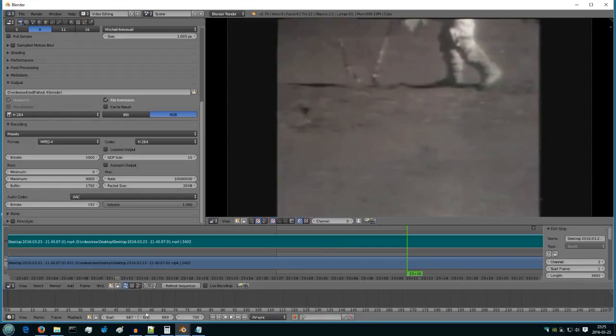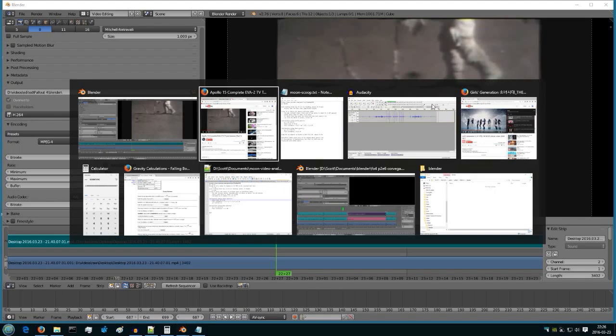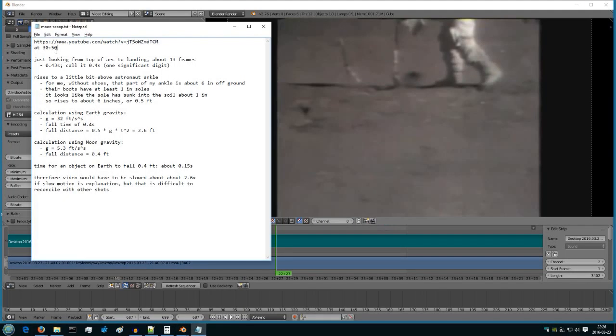So this is 13 frames of video from when it's at the top to when it lands. And this is at 30 frames per second. That's what I recorded it at. So 13 frames at 30 frames per second, if I just divide it, is 0.43 seconds, let's just call it 0.4 seconds. So that's one significant digit.